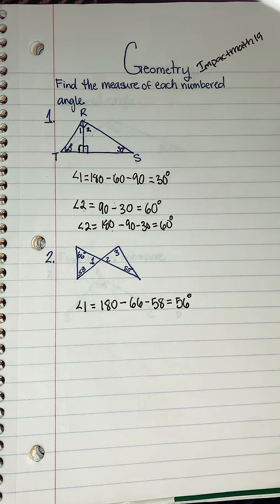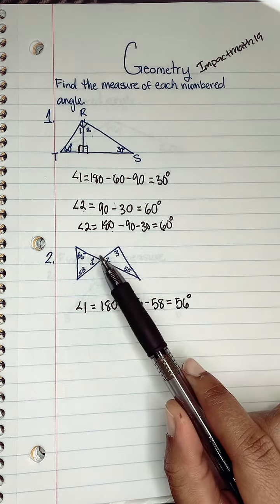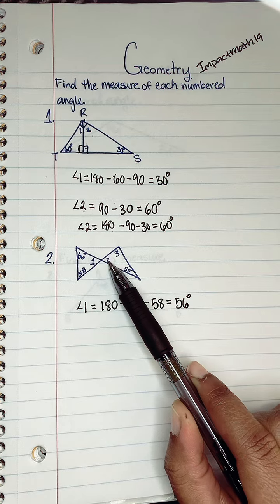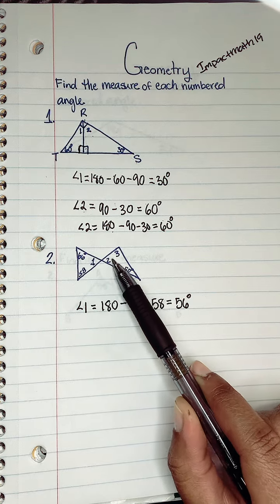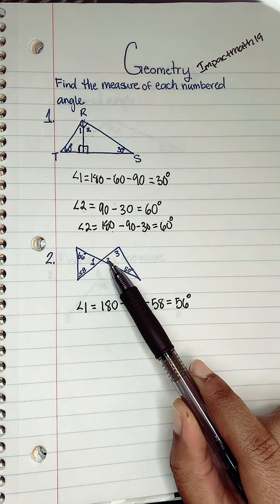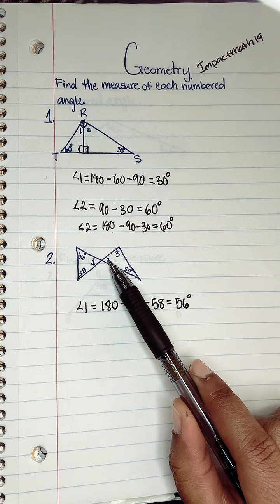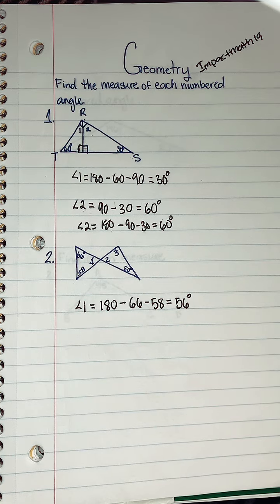This is where geometry starts to come in, right? Because we have to know something in relation to these 2 angles. Does anybody know what these 2 angles are called? How they are connected? Does anybody know?